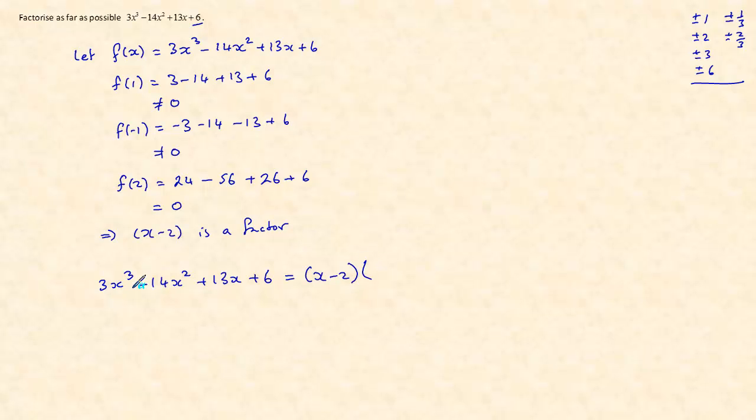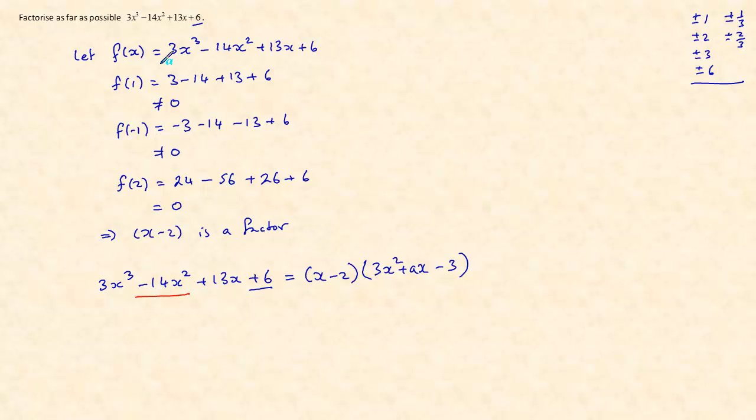Now we need 3x cubed, so we're going to need 3x squareds here. We've got a plus 6 here and a negative 2 here, so I'm going to need a negative 3. And I don't know what I need in the middle, so we'll just need to work that one out now.